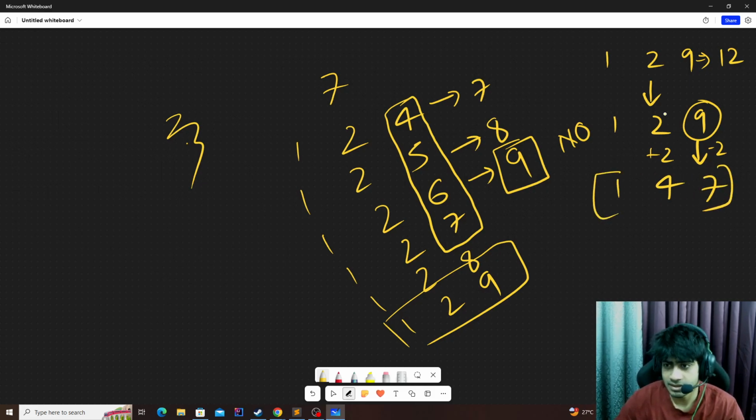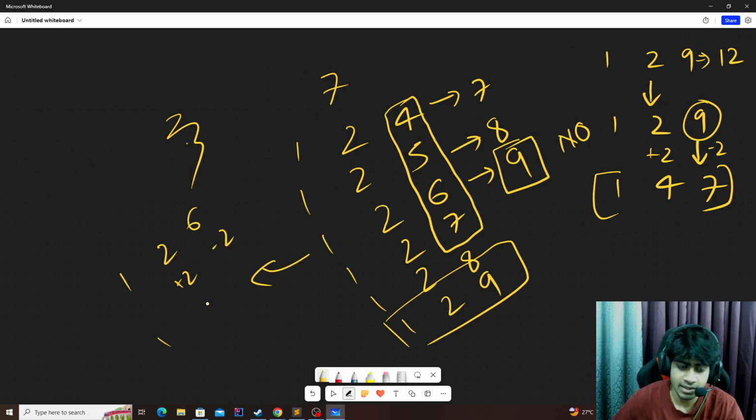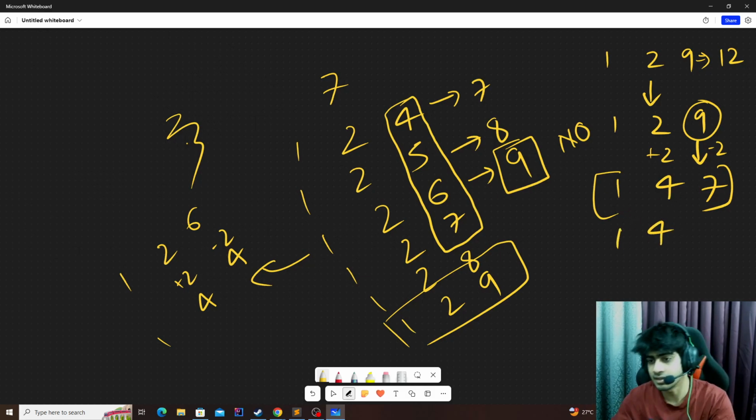So first try 1, 2, x. For 6 it would not work, because even if you apply this logic to 1, 2, 6, it would be 1, 4, 4 after plus 2 and minus 2. You won't get distinct numbers. So for 9 nothing would work. First try this 1, 2, x logic. If the third number is not divisible by 3, just print 1, 2, x. If it is divisible, print 1, 4, x minus 2.